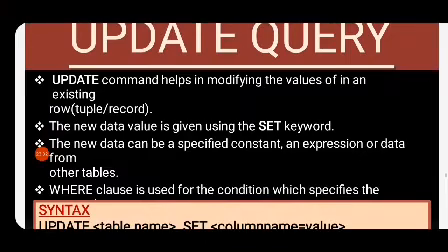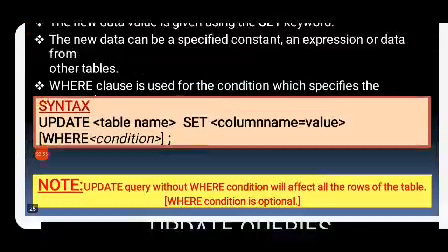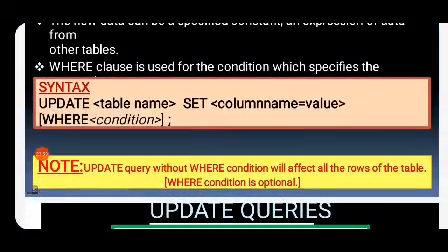Now the UPDATE query. The update command helps in modifying the values in an existing table or tuple. The new data value is given using the SET keyword. The new data can be specified as a constant, an expression, or data from another table. The WHERE clause is used for the condition which specifies the column. Now let us see the syntax: UPDATE table name SET column name = value WHERE condition, so that you can specify that particular column.